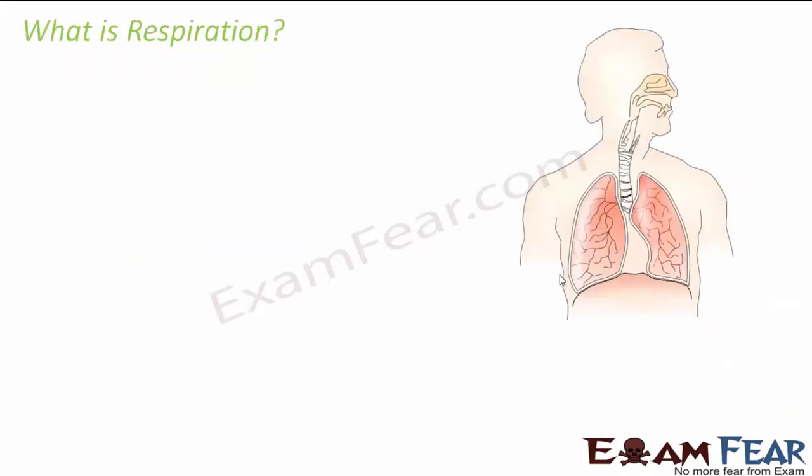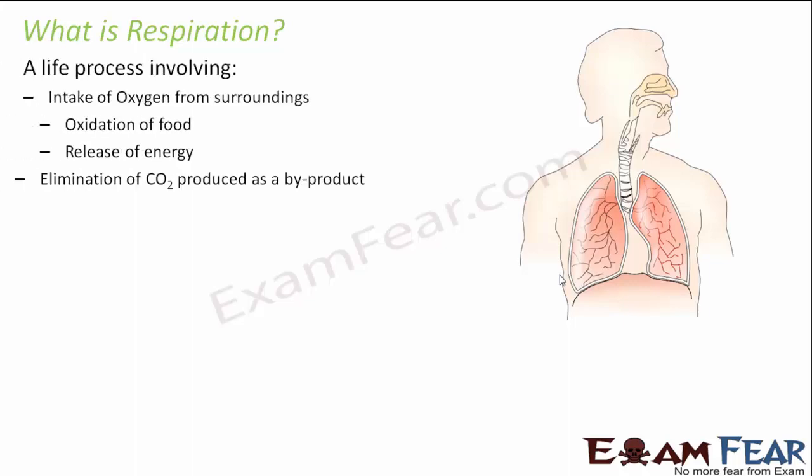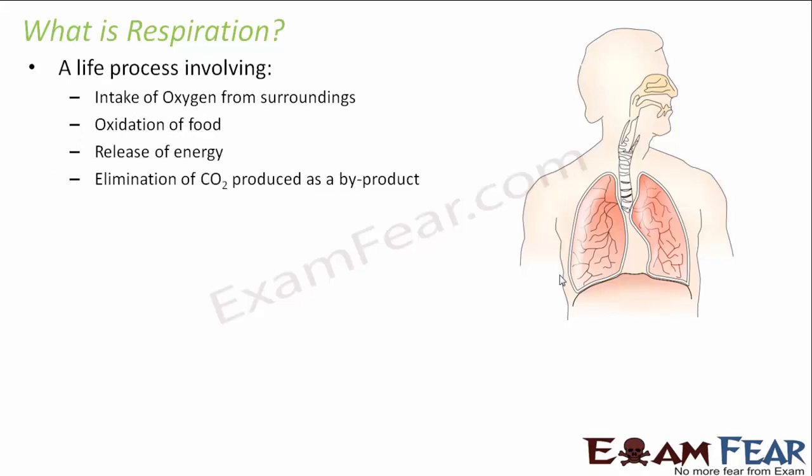Let us try to define respiration. Respiration has two aspects. One aspect is the oxidation of the assimilated molecules. The other aspect is the way by which it obtains oxygen, because we saw in the previous slide that for oxidation of that molecule, oxygen was needed. So how to obtain that oxygen? It is to be obtained from outside. That gaseous exchange is another aspect of respiration. So respiration is a life process which involves intake of oxygen from surroundings, right?